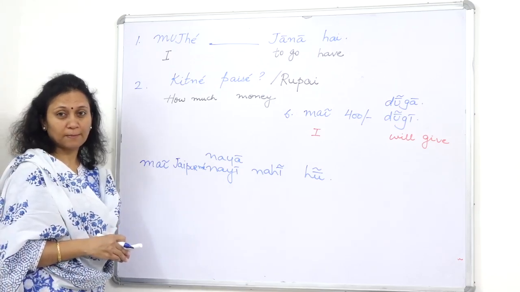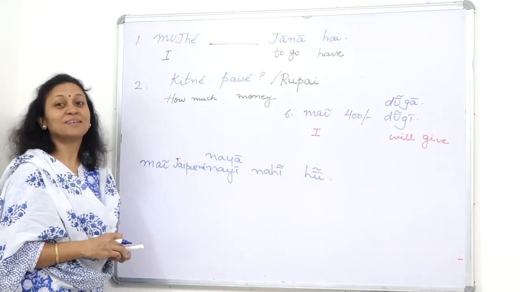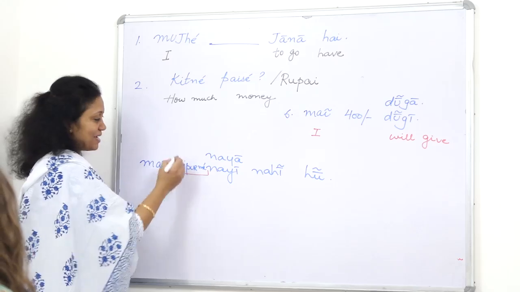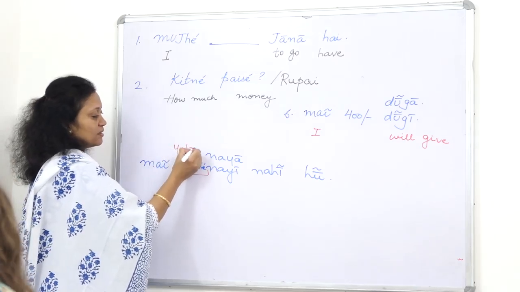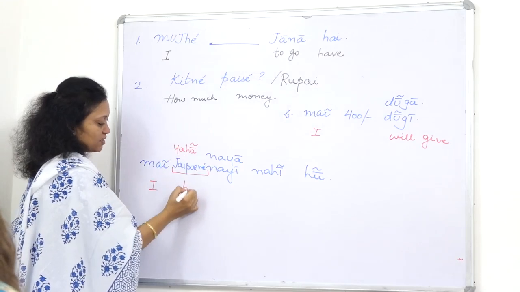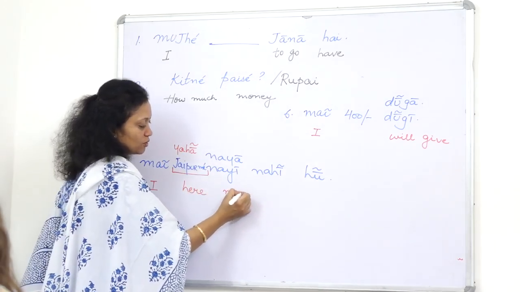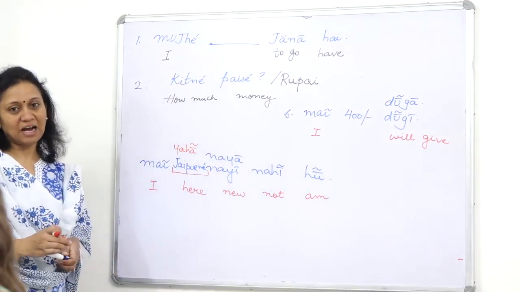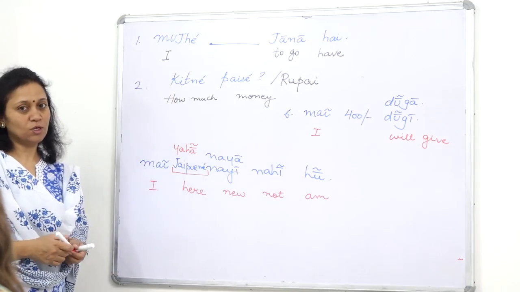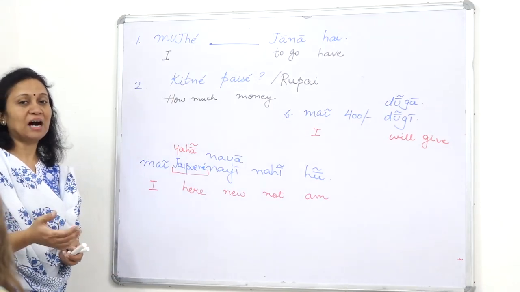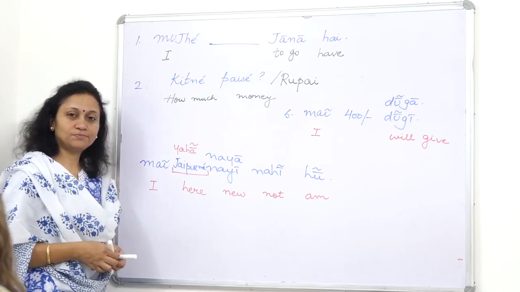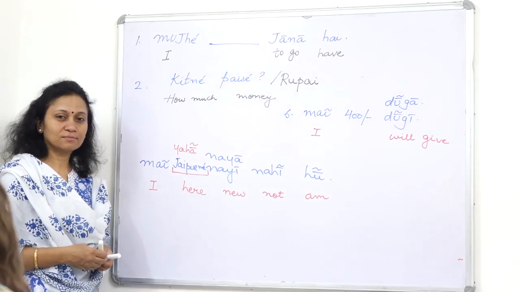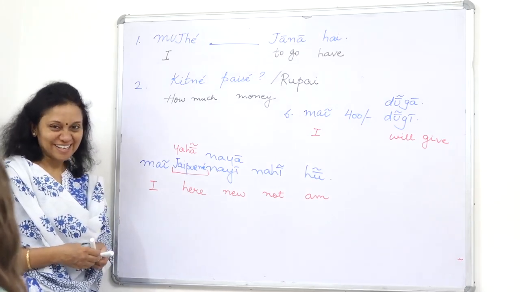So here is yaha. Fantastic. That's right. So you could either say the name of the place with me, or you could say yaha. So you say I, here, new, not, am. So मैं यहाँ नई नहीं हूँ. Or if it's a boy, मैं यहाँ नया नहीं हूँ. That's right.